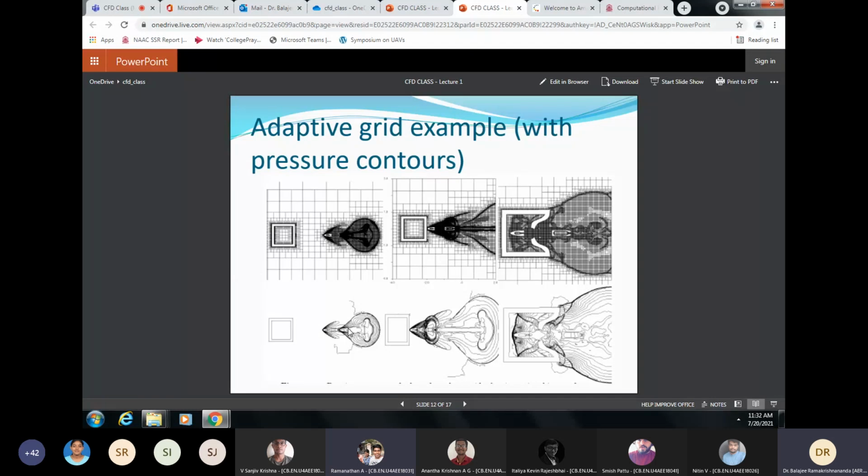Gradient of flow properties. Gradient means rate of change, right? So if there are high changes somewhere, you want to capture all those high changes. Where the gradient is less, it is not changing at a fast rate, so you don't want to put more points there. So it shows exactly when the solution is like this, the grid has also adapted itself to something like this. When the solution appears like this, the grid is adapted to something like this.